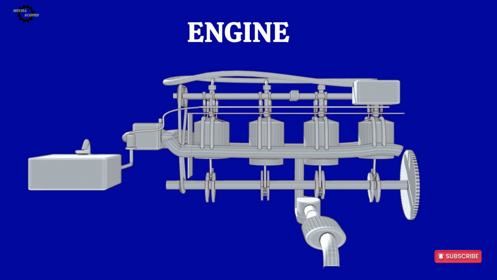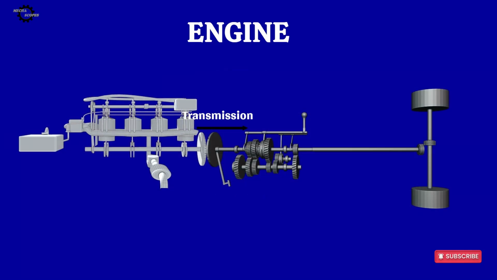The engine is the primary source of power in the vehicle. Inside the engine, fuel is burned to create controlled explosions that push the pistons up and down. This motion is converted into rotational movement by the crankshaft. This rotational force is sent to the gearbox in what is known as transmission.